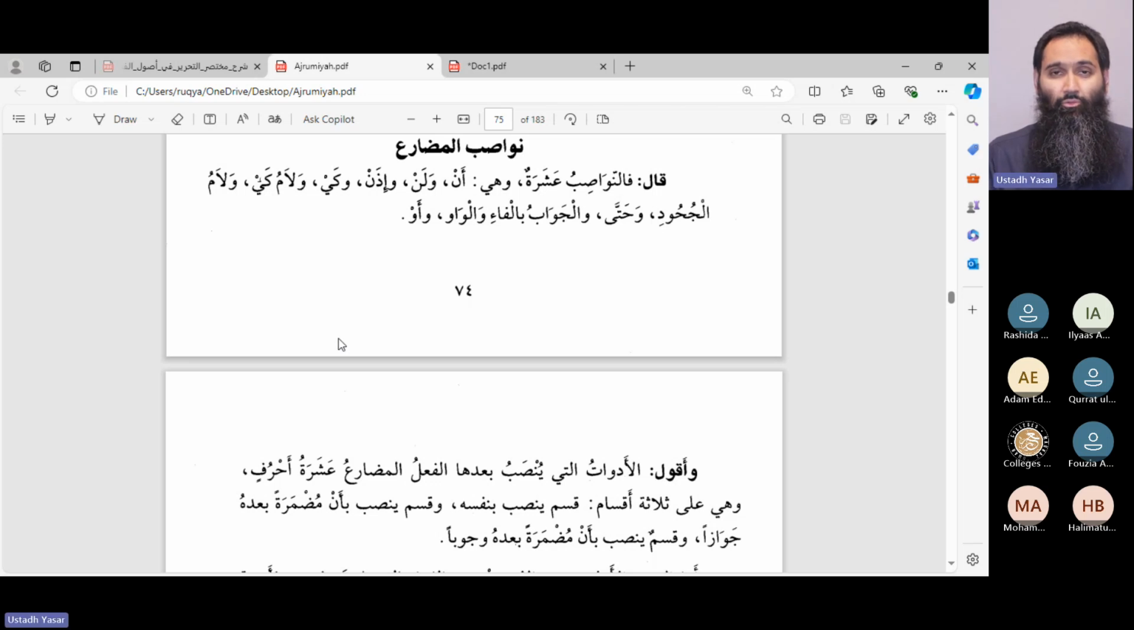So the author, rahimahullah, Ibn Ājurrumiyyah, says: فَالنَّوَاسِبُ عَشَرَةٌ. The nawasib are 10 in number. What are they? An, wa lan, wa idhan, wa kay, wa lamu kay, wa lamul juhudi, wa hatta, wal jawabu bil fa'i, wal wawi, wa aw. Okay. Obviously, inshallah, we're going to go through each one of them in some detail with a lot of examples and lots of i'rab.